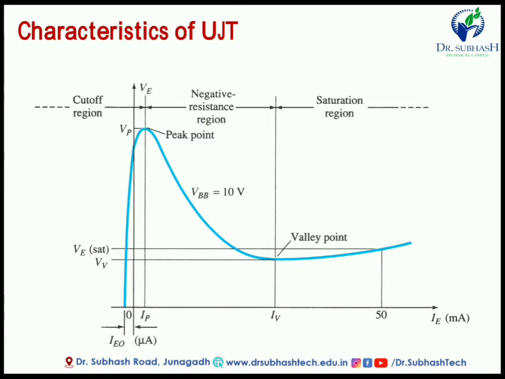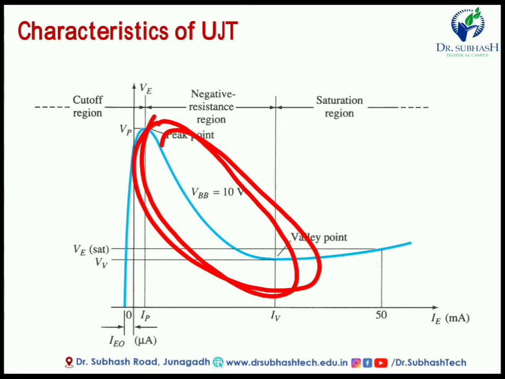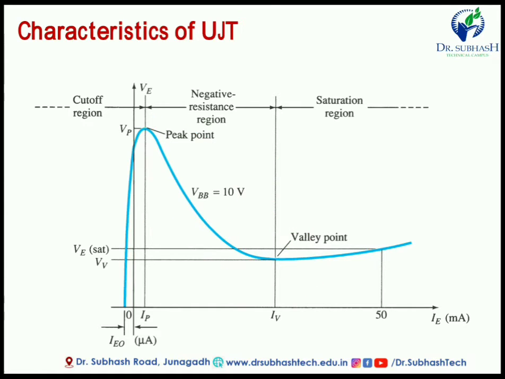Because it does not follow Ohm's law. According to Ohm's law, V is equal to IR. Whenever voltage is increased, the current is also linear with voltage, but here it does not follow this condition. So this region is known as the negative resistance region. This is the most important region for the UJT, because when we draw the next waveform, this region is very important for circuit design.